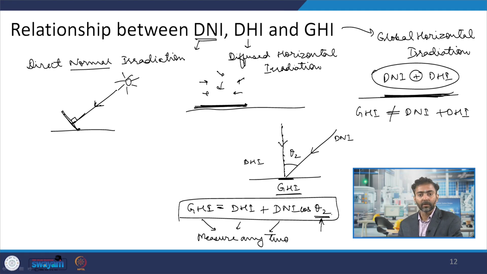So, this is it for today's lecture, and in the next lecture we will look at a little more detail of how to measure these three components of radiation, DNI, DHI and GHI, and then we will further look at their applications.